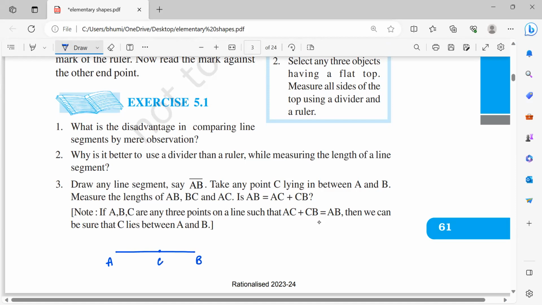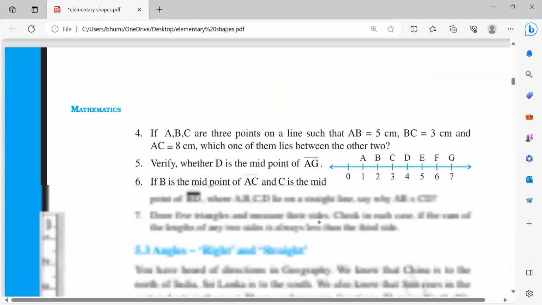Measure the length of AB. This is what you will do with the ruler. Then measure BC and AC. So yes, it will come out that AB will be equal to AC plus CB. This is the solution. You can do this with the scale on your own.